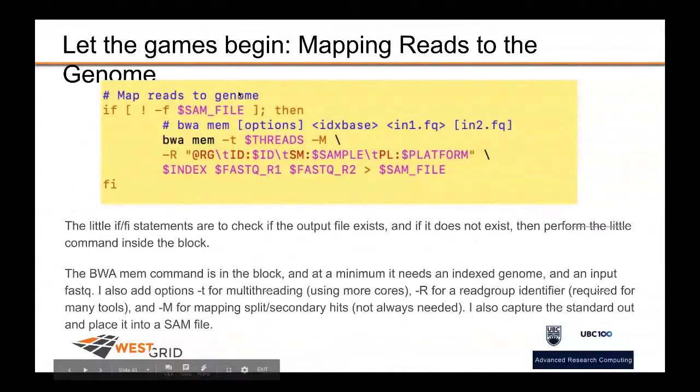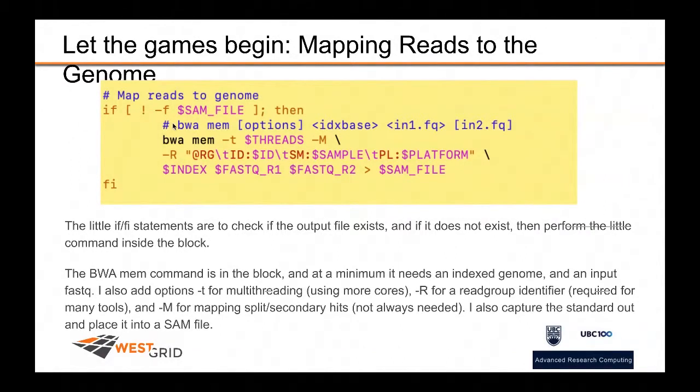So now into the fun part of the script. We're going to be mapping reads to the genome. This if statement is just going to be checking that the output of the command doesn't exist yet. This is a way that if we were to run our script and this was the only part that finished, then we wouldn't have to rerun this step when we were rerunning the script.